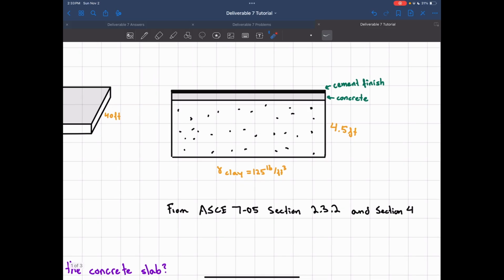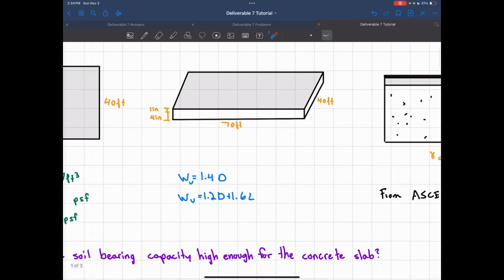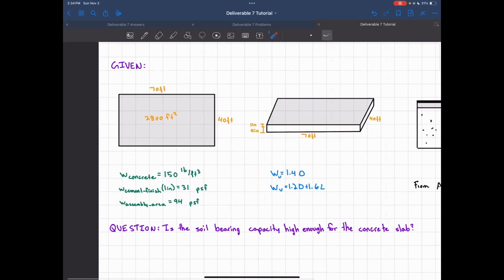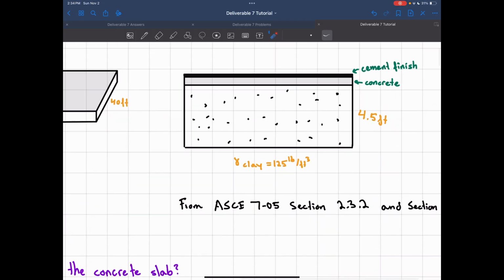We're also given in the problem that below the concrete is 4.5 feet of clay. Now check your numbers. I think you guys will have 4 feet here and probably 130 pounds per cubic foot as the weight. So keep that in mind. Don't copy my numbers, just copy my process. So that's what we're given. This depth, and this is the weight of the clay, basically, is a way you can think about this. So how much it weighs per cubic foot.